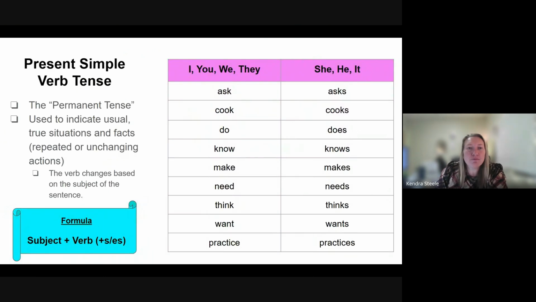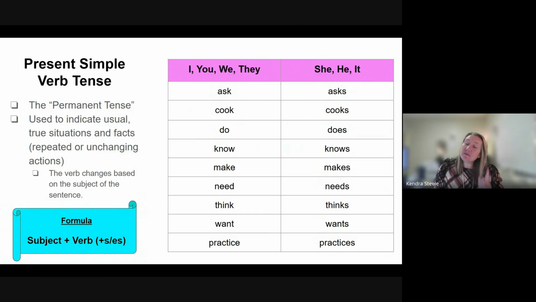So, a reminder, the present simple tense can often be referred to as the permanent tense. Permanent means never changing. So we're talking about things that have no plans to change. They are going to stay this way. Again, it's used to indicate usual, true situations and facts, things that are repeated or unchanging.